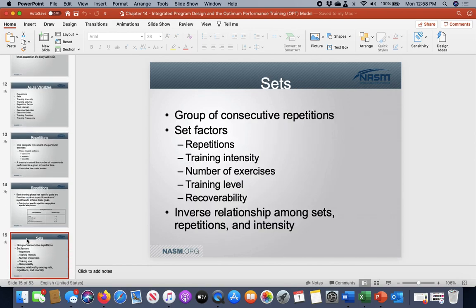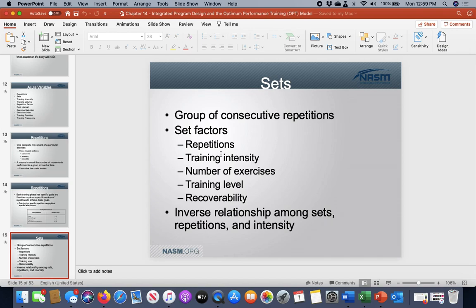Okay. Sets, on the other hand, are, like it says, a group of consecutive repetitions or the number of reps that you do per exercise. So repetitions are reps, per grouping is a set. There's your factors, okay? Repetitions: how many reps are you doing? That's going to be determined for how many sets. So if you're doing four sets of 12 reps, you've got 4 sets, but then you take reps times sets, and that's volume. We'll talk about that in a little bit.